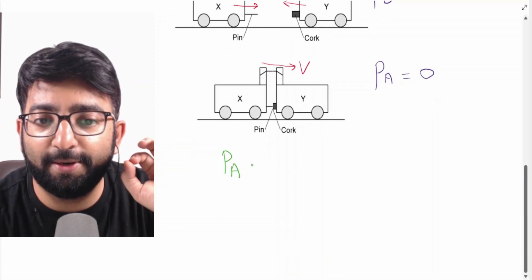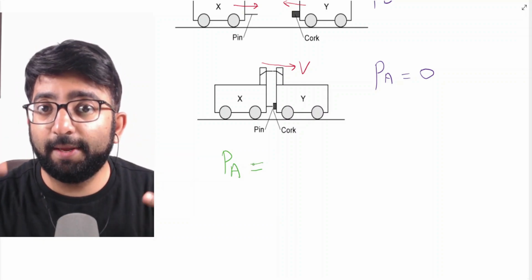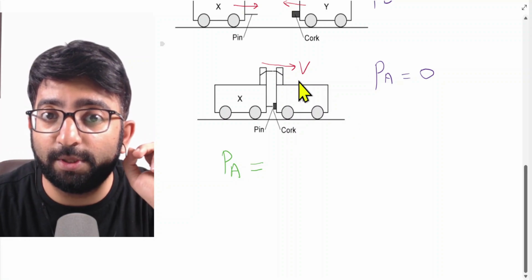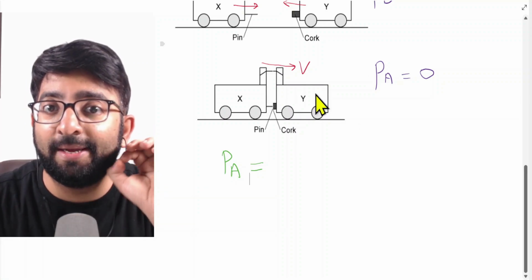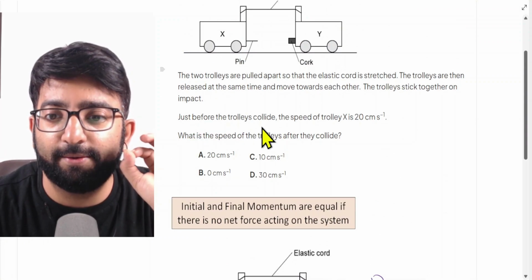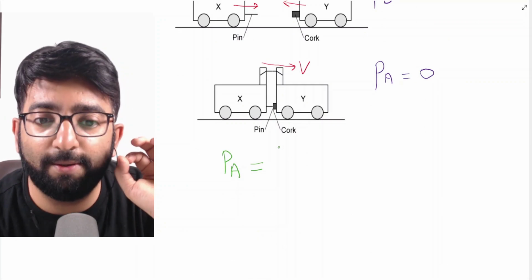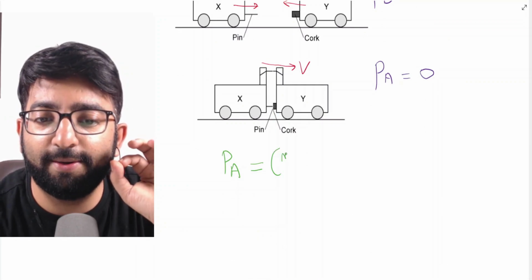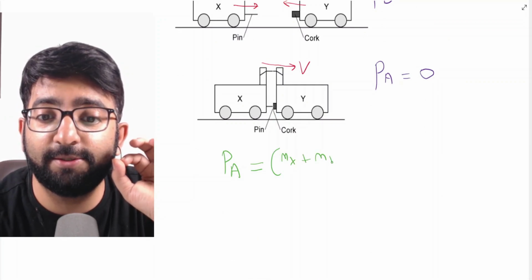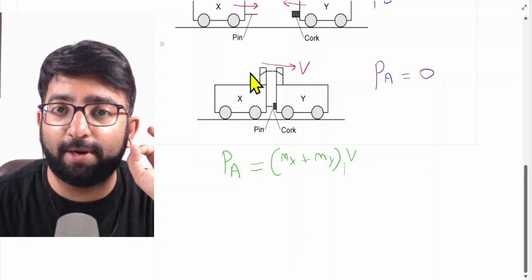Let's write down momentum in the after case. Momentum formula is mass into velocity, but in the after case, both the masses are going to be added together, since it is given in the question that the trolleys collide and then they stick together on impact. So the momentum will be, mass will be added. So we'll write mX plus mY, that's the combined mass, multiplied by the common velocity of this entire system.